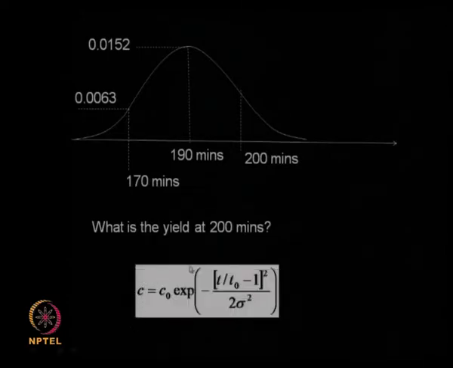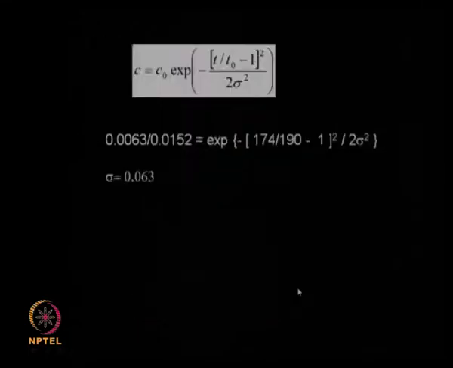So if you look at this equation, we know C, that is 0.0063, we know C0, that is 0.0152, and we know T0, which is 190, and we know T, which is 170. So by substituting all this we can get a value for sigma. Okay, so that is how you do that. By substituting all this into the equation we get sigma.